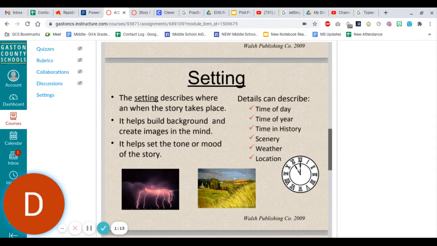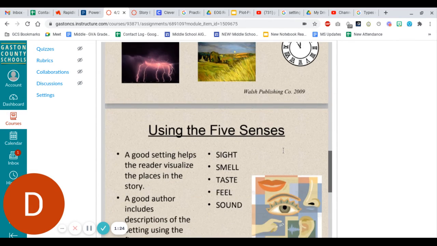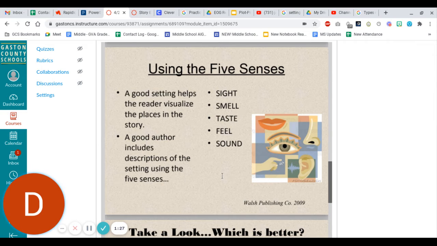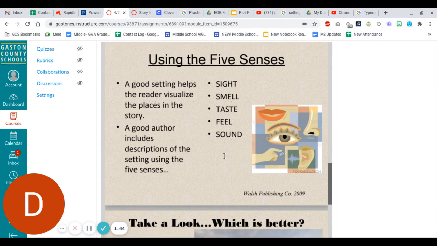You need to make sure you describe it in more detail to include all these items, all the types of items that you see in your story, including the where and the when. It also helps to look at your five senses. A good setting will help the readers visualize the places in the story. And a good author will include descriptions of the setting using these five senses. They'll use the sight, smell, taste, feel, or sound.